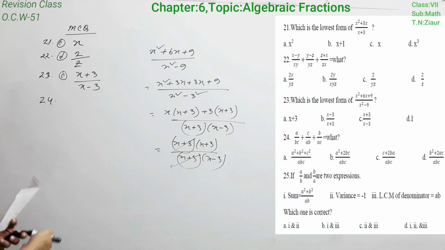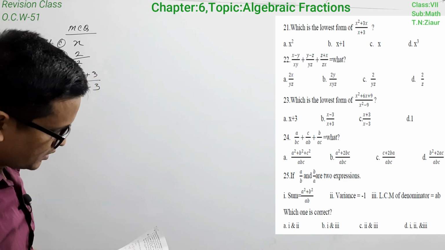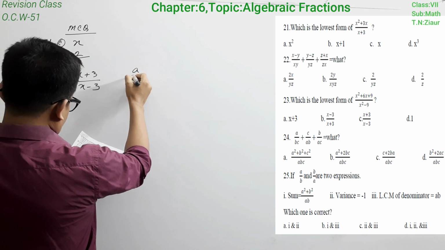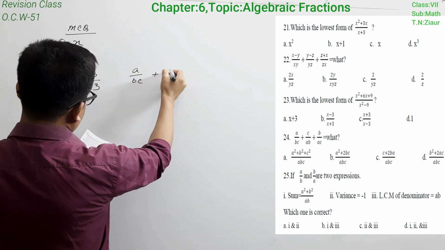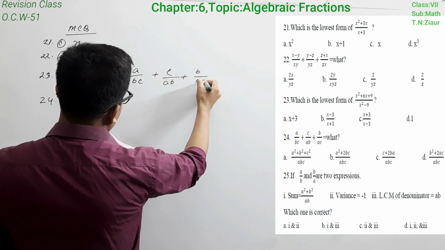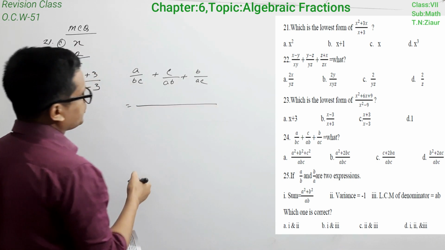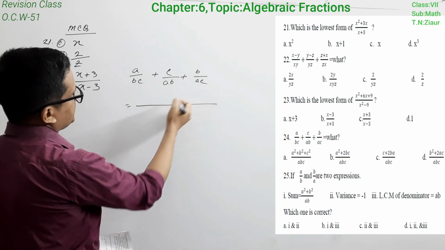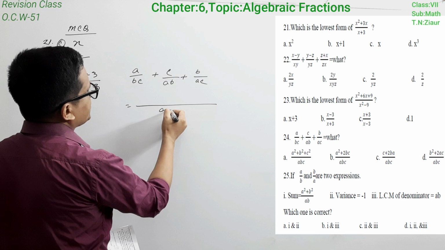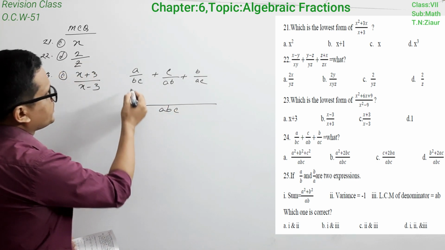Now 24 number, students. Now have you understood this one? Okay. Now 24 number, this one is also simplification. So this one is a by BC plus C by AB plus B by AC. So if I add all, what will be? First we have to find the LCM of this one, ABC, AB, AC. So it will be A, take how many times? Only one time A. B is one time, and C also, right? ABC. So now divide this LCM by BC.